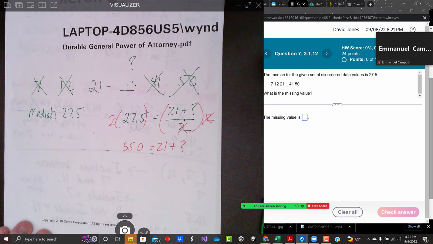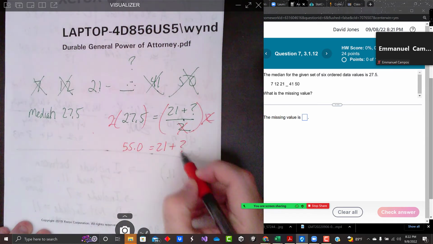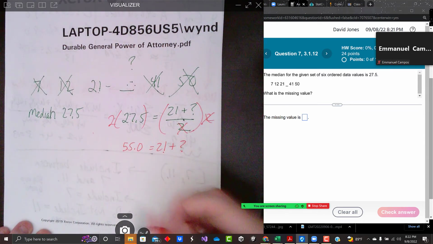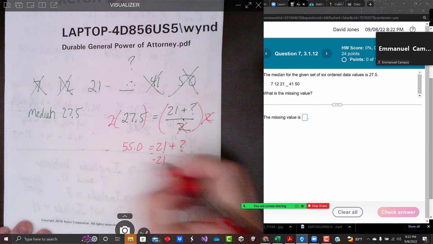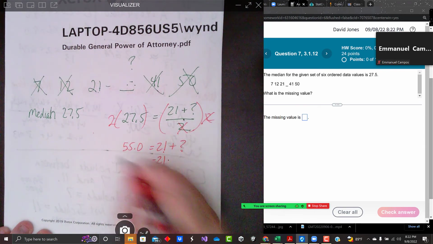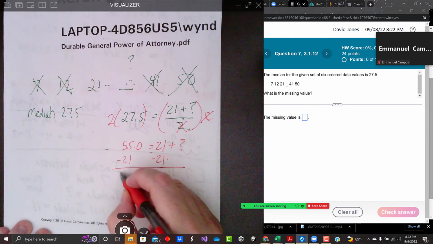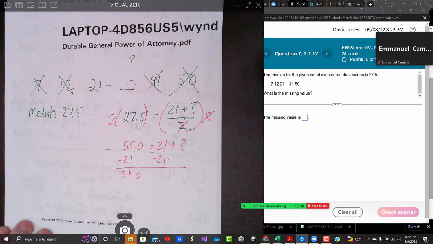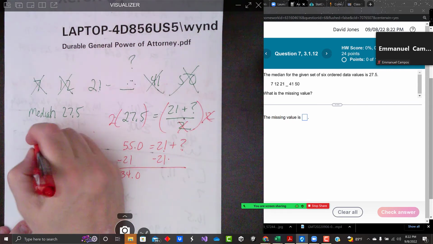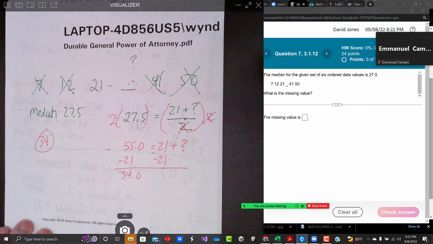And now if I want to find out what question mark is by itself, I've got to get rid of its baggage. Question mark has an extra 21 with it. I don't want the 21. I want to lose the 21. Losing the 21 means subtracting it. Whatever I do on one side, I've got to do on the other. And I would get 34.0, which will be the answer. 34 is the answer. That's the algebra way to do it. It's worth making sure you know how to do it, because it is just the average of two numbers.